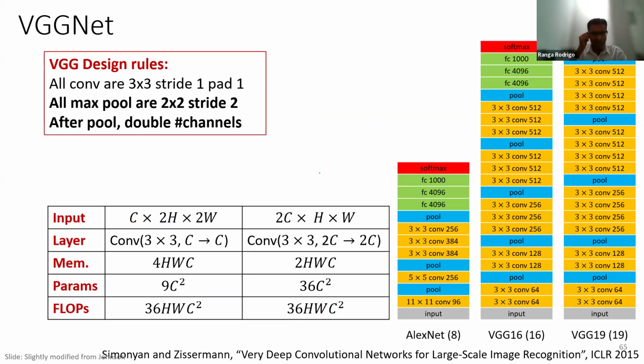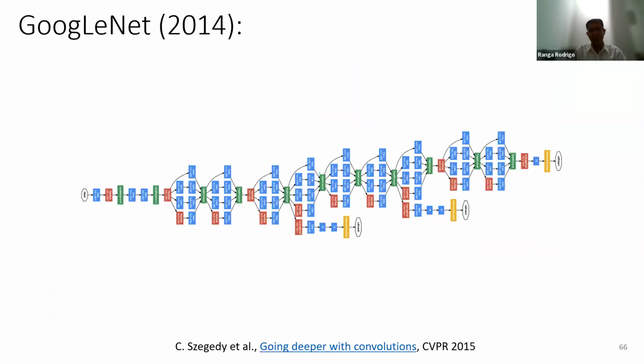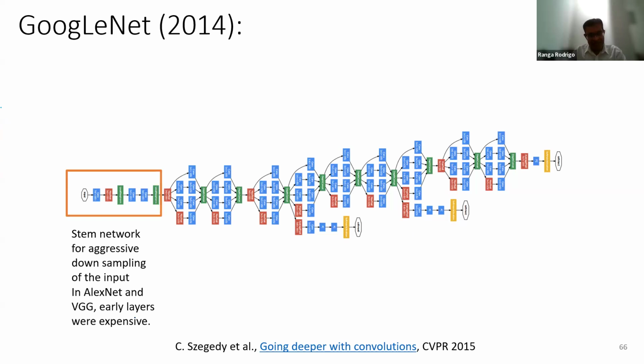And then there are other things also, but we will not talk about those things, like doubling the number of channels and all these things. In 2014, GoogleNet came. They had some interesting things. They used a STEM network to drastically reduce the size of the tensor, so that the storage and the computations become less because of that.